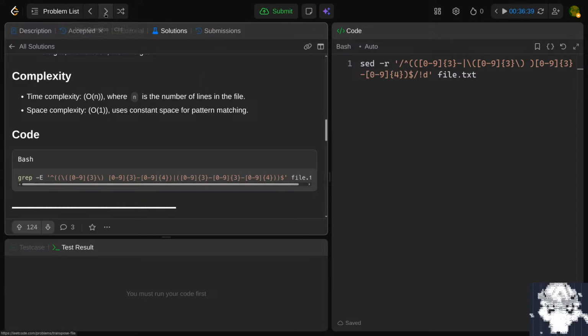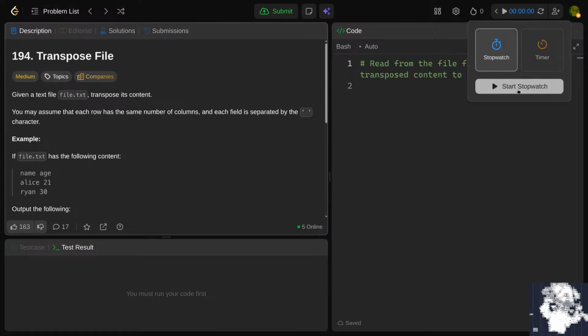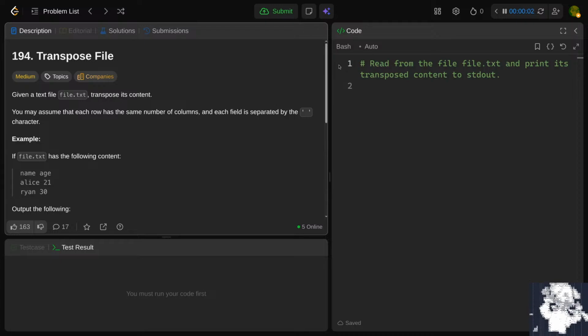All right, let's go to the next one. Another bash question. Really testing me. Number 194, transpose file, difficulty medium.